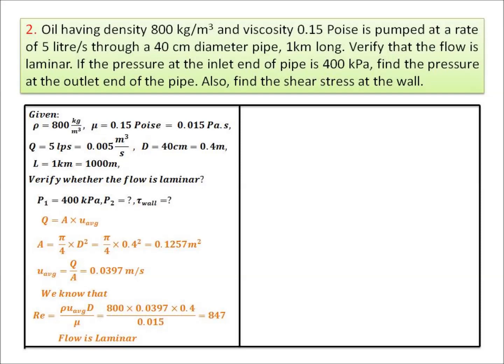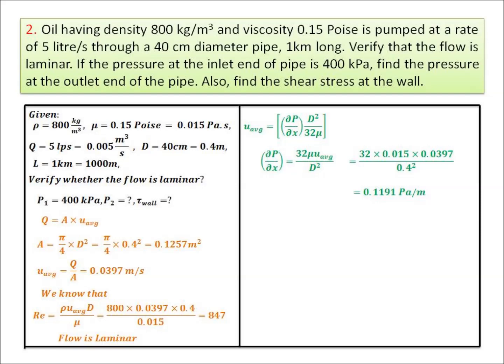Now we have to find out a pressure gradient using the average velocity, so that we can calculate the pressure at the end of pipe. Average velocity is nothing but dou p by dou x into d square upon 32 mu. Initially, on the very first slide, we had given it as dou p by dou x into capital R square upon 8 mu. Instead of this, here the diameter is used. So the average velocity is 0.0397, d is 0.4 meter, and the viscosity is 0.015 pascal second. Putting all these values, you will get a pressure gradient as 0.1191 pascal per meter.